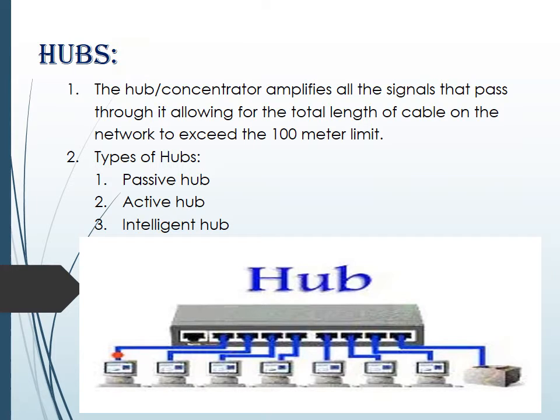The third type is the intelligent hub. In addition to signal regeneration, an intelligent hub performs some other intelligent functions such as network management and intelligent path selection.